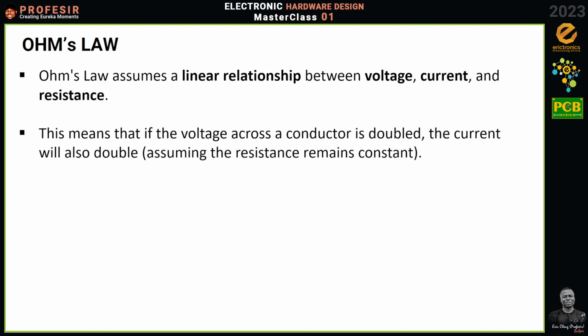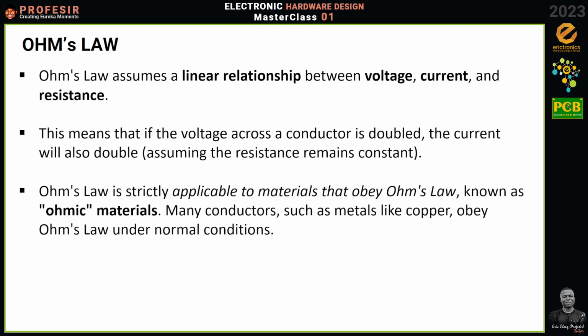But take note that there are systems where current rather becomes fixed and resistance rather changes. There are systems like that. So in Ohm's law, we assume a constant resistance. That means if voltage doubles, current will also have to double for the relationship to hold. Now, take note that Ohm's law doesn't apply to everything. There are systems that respect Ohm's law. We call them ohmic materials.